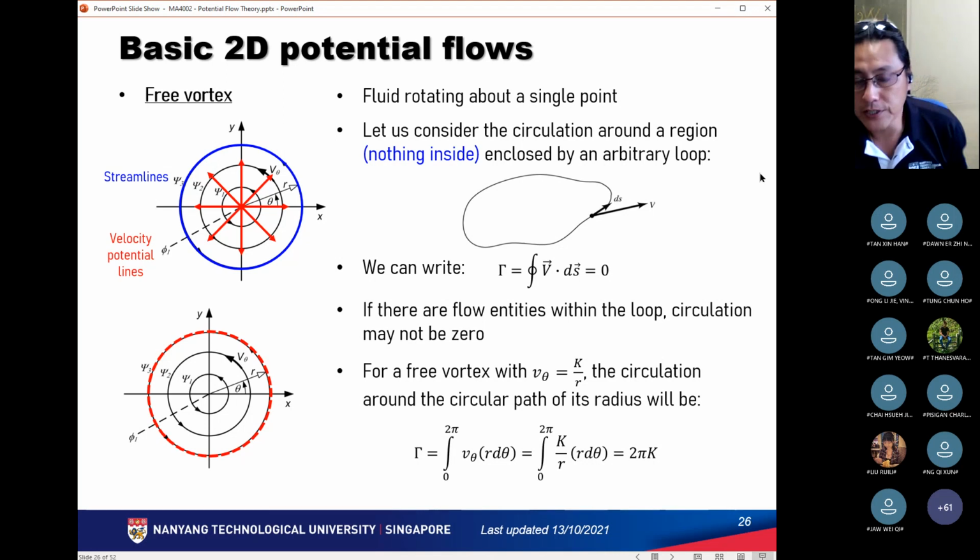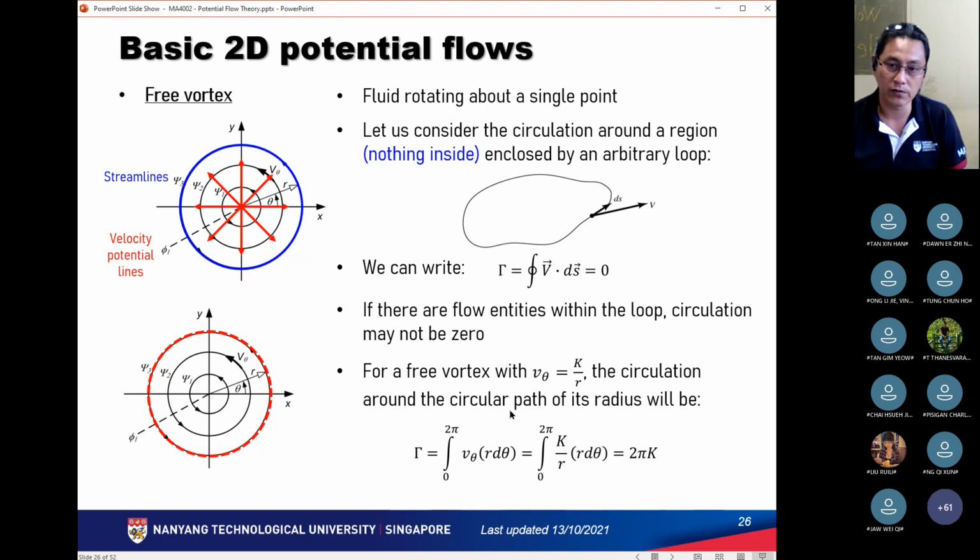Now, please take note that if you consider the circulation around a fluid flow region with nothing inside, no free vortex, no source, no uniform flow, enclosed by an arbitrary loop, you'll realize that the circulation Γ is always equal to 0. However, if this loop encloses a certain flow entity, let's say a source, a sink, or a free vortex, circulation need not be 0.